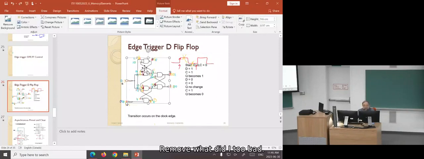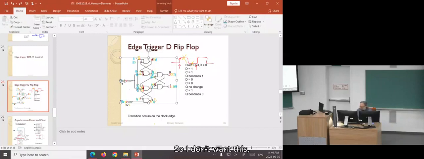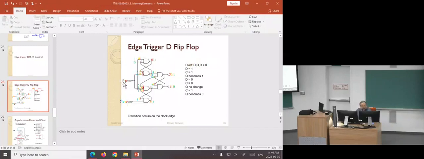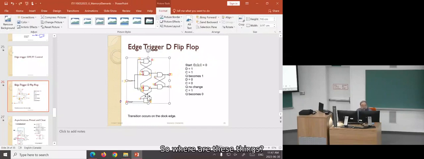Remove. What did I remove? Too bad. So I don't want this. I don't want this. I don't want data is 0 and then 1. Oh, not this one. So where are these things? This.